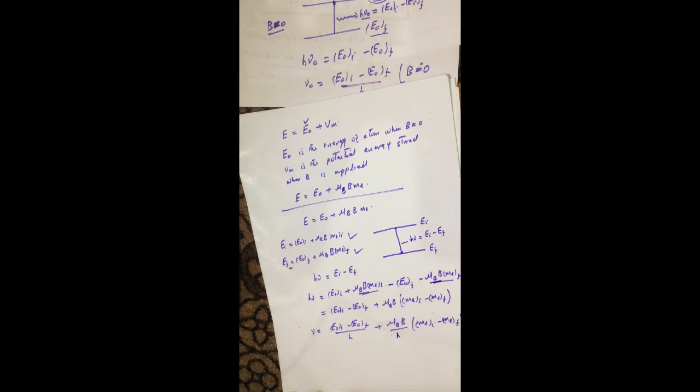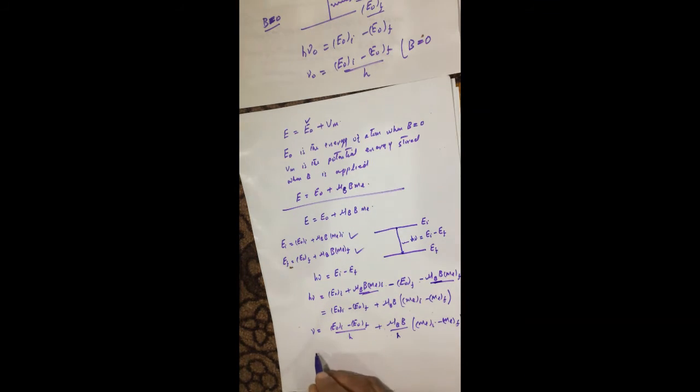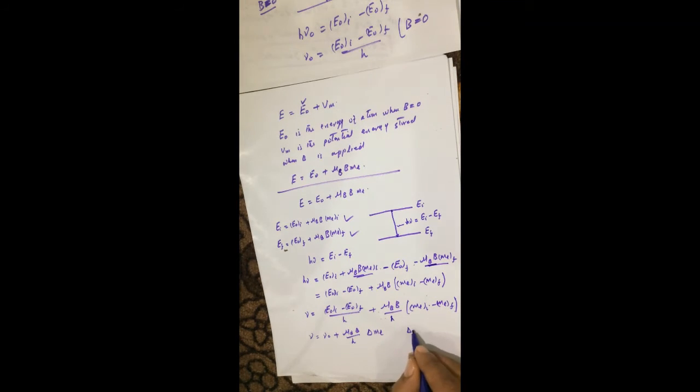I can write it as, we have this value E naught I minus E naught F over h, which is given by this relation nu naught here. So we have nu is equal to nu naught plus mu B B over h delta ML, where delta ML is equal to MLI minus MLF.